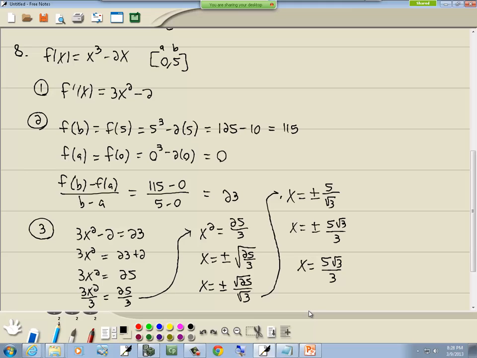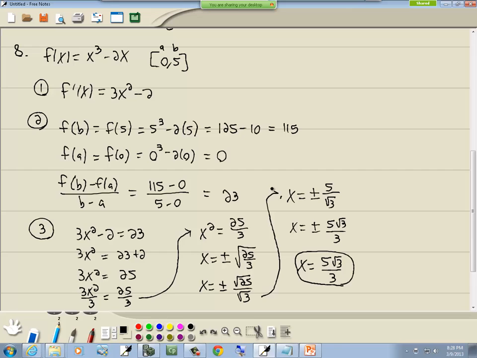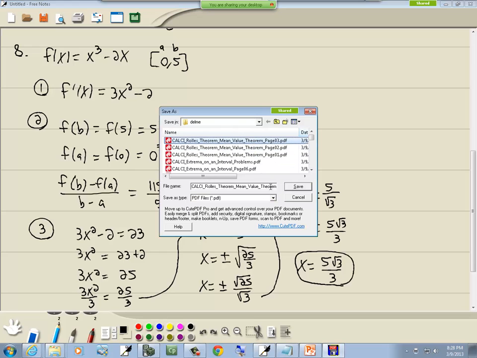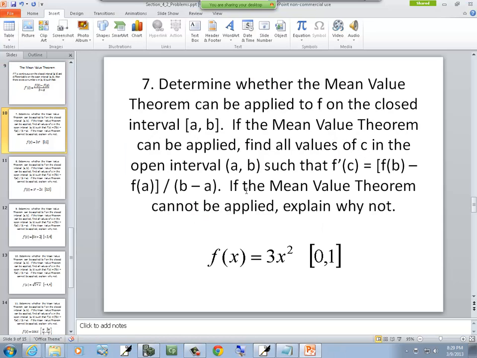Okay, so 5 square root of 3 divided by 3 gives us 2.89. And 2.89 is between 0 and 5, which I knew it had to be because that's what the mean value theorem says. So that's our value. Let me save that. And let's look at our next problem. Number 9.